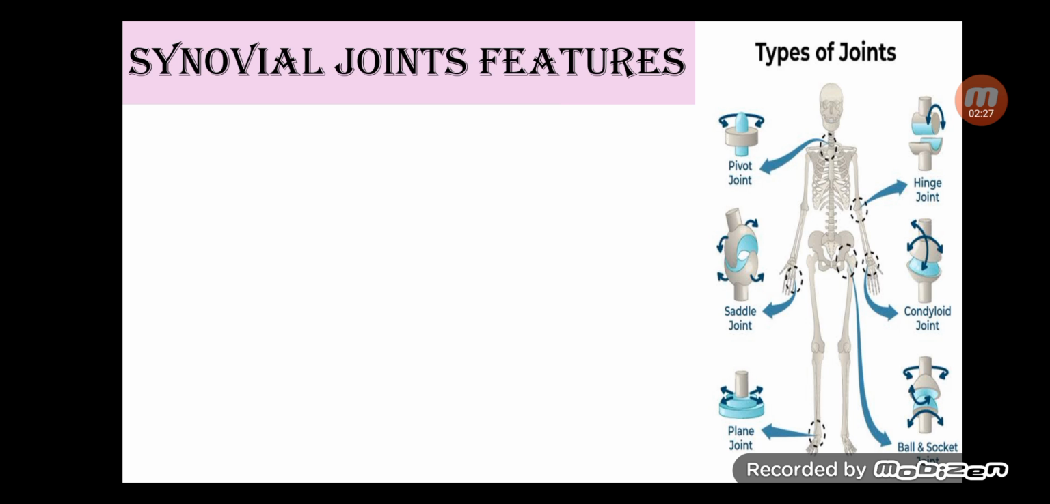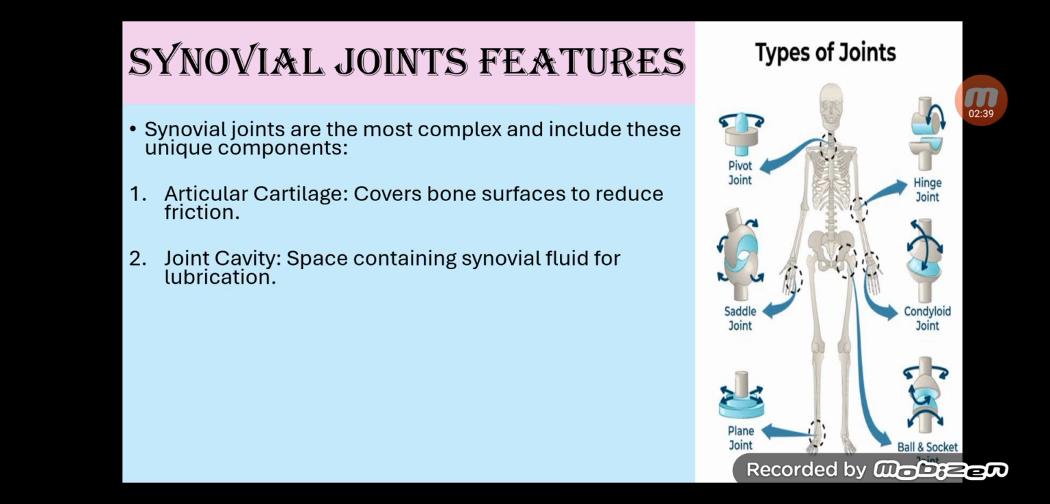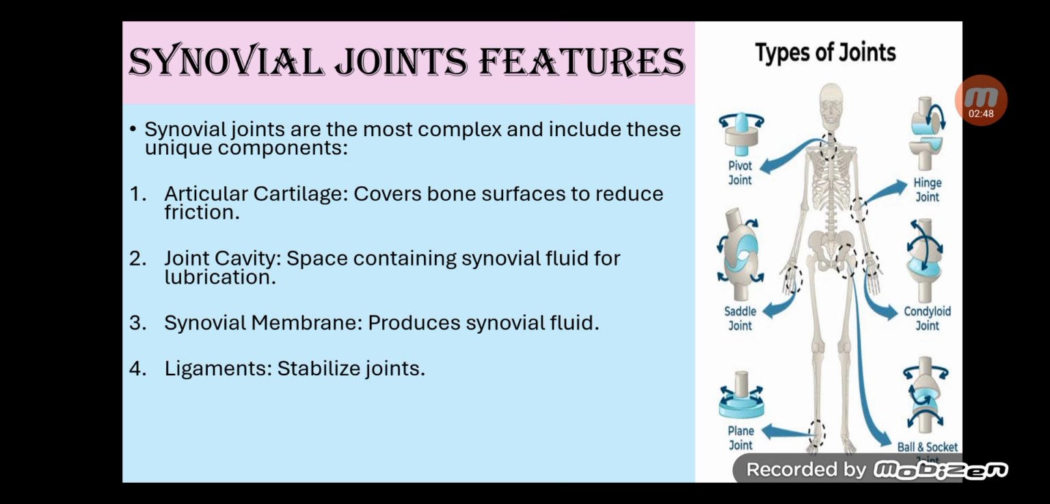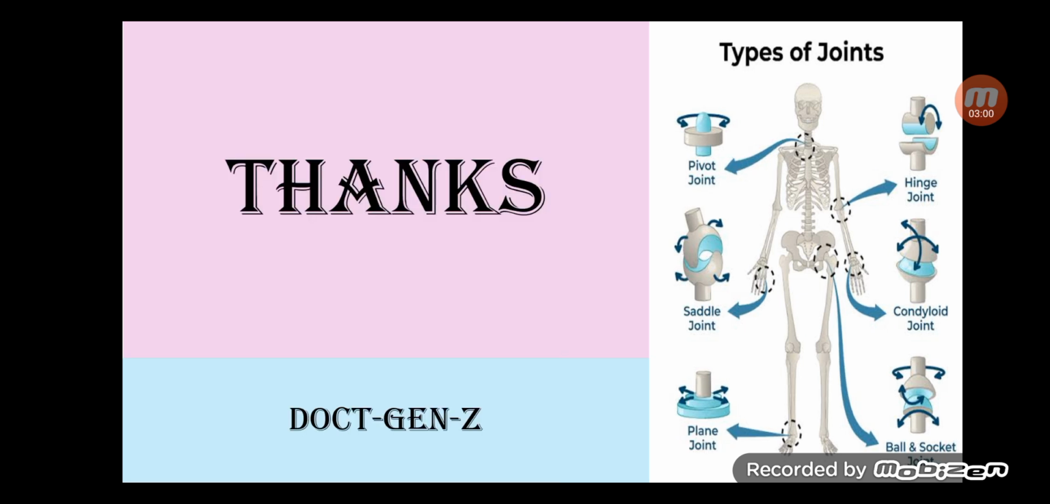Now let's talk about the synovial joint features, an overview. Synovial joints are the most complex and include these unique components. The first component is articular cartilage that covers bone surface to reduce friction. Then they have joint cavity, that is space containing synovial fluid for lubrication, and synovial membrane that produces synovial fluid is also present there. Then it has another feature, that is ligament that stabilizes the joint, and bursae and tendon sheaths are also present there that reduce friction between the moving parts.